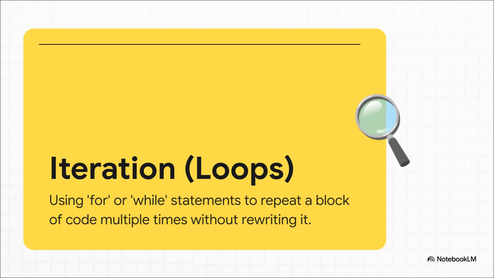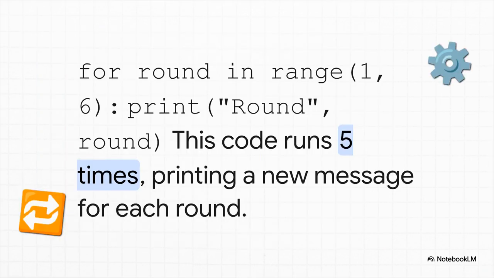And loops are all about being efficient. They're a brilliant way to tell the computer, hey, do this thing a bunch of times, without you having to write it out every single time. Check this out. This for loop right here is basically saying, for every round from 1 to 5, print a message saying that round has started. So instead of writing 5 lines of code, we just wrote 2.